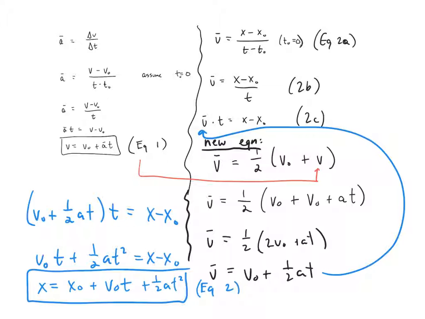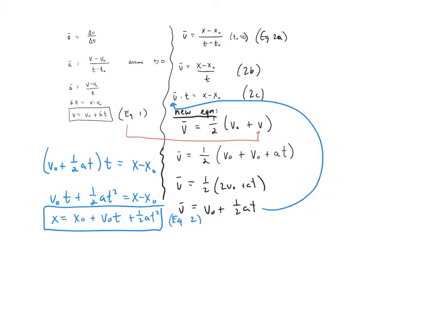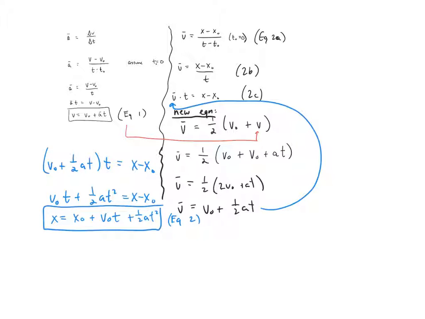Okay? Let me jot down the last two. I'm not going to spend time going through them all, but let's jot them down so you can see them. So we have v squared equals v0 squared plus 2a delta x.